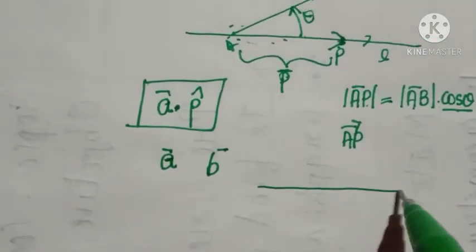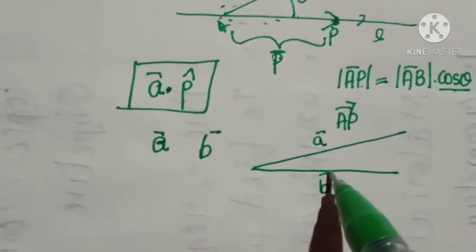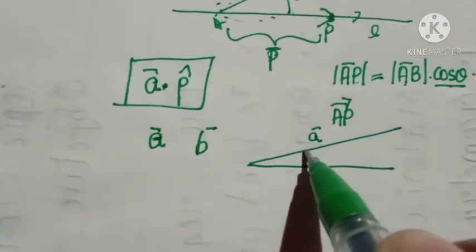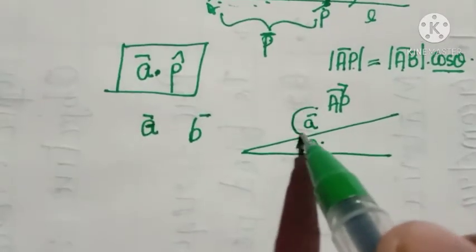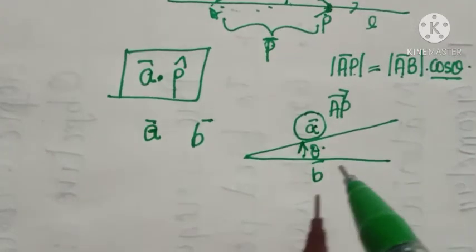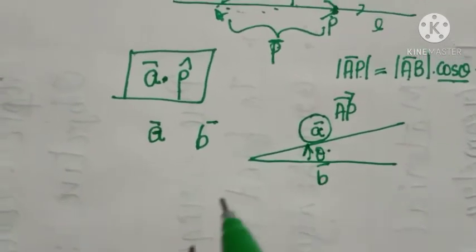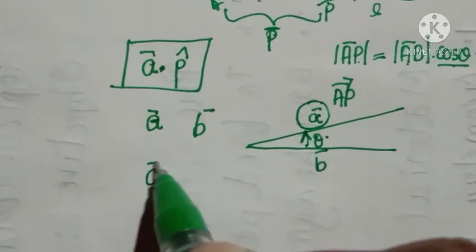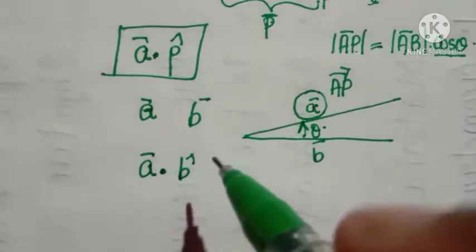The meaning is like this. This is vector A, this is vector B, and these two vectors make an angle theta. Then we can say that the projection of vector A along vector B is given by A dot B cap. Okay, A dot B cap.